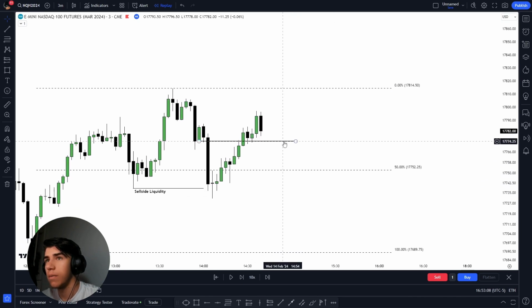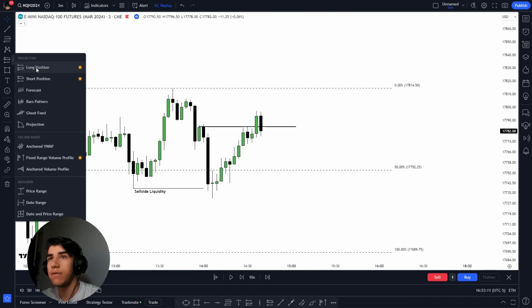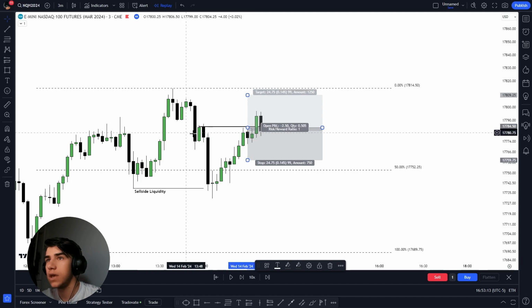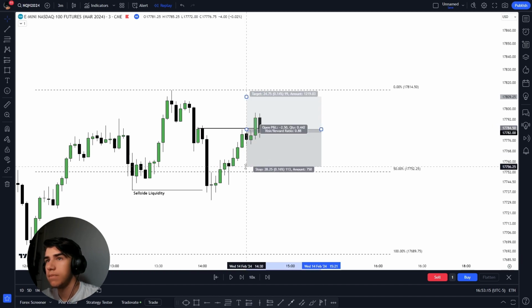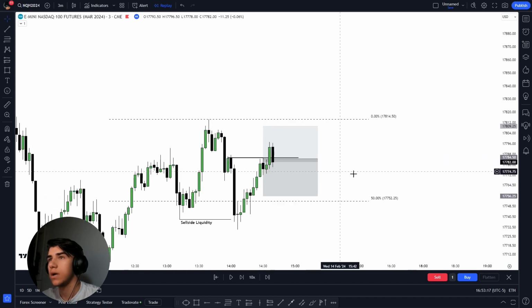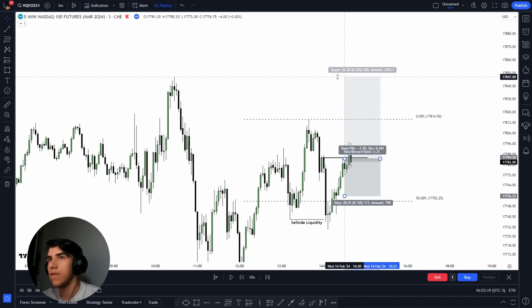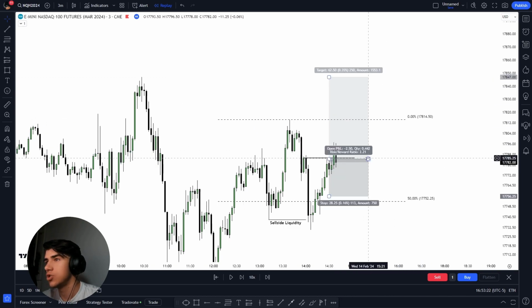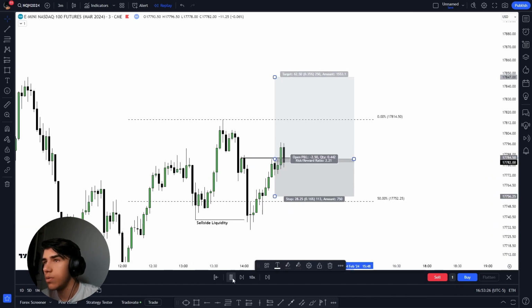There we go. That would have been our entry right up here, and we would have gotten filled on the body of this candle here. We'll put our stop just below this bullish order block here, and then we'll target this high here for a 1 to 2.21 R. So let's play it out and see what happens.